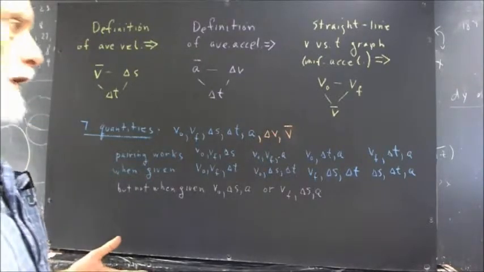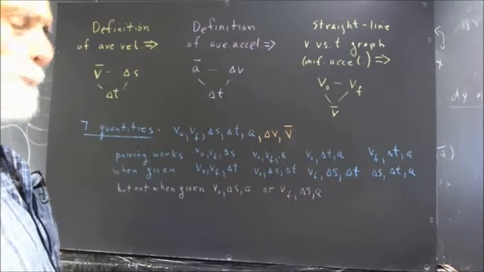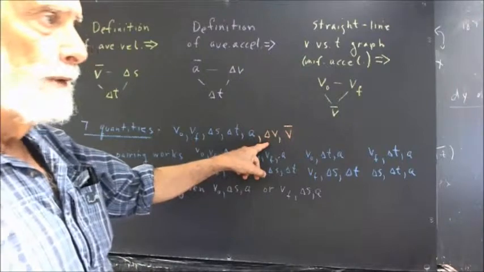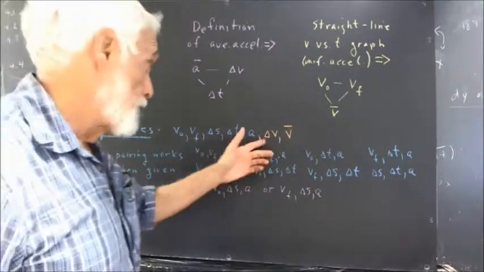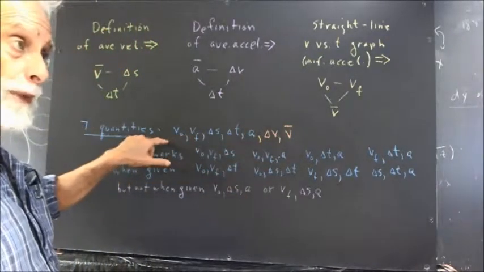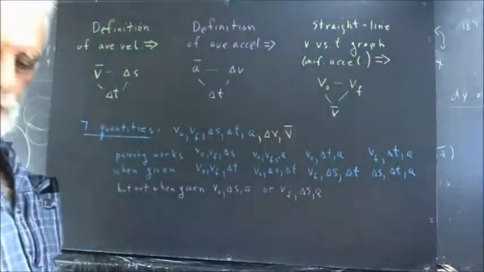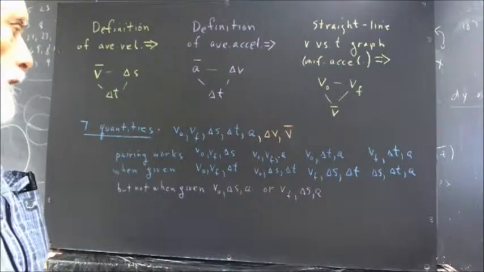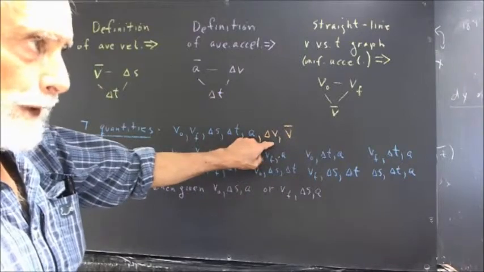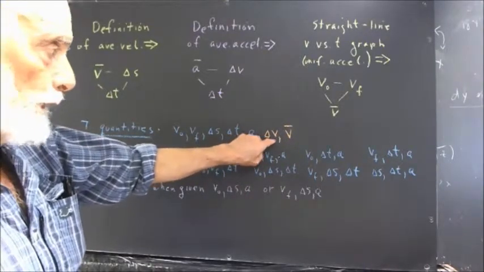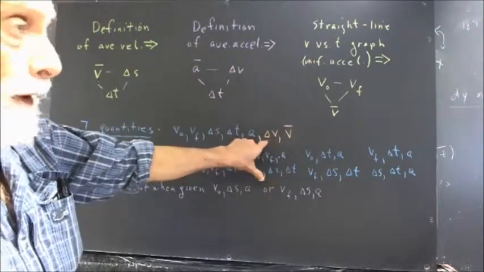It doesn't require a definition, so I didn't write it as one of these triangles, but it's worth noting. What does delta V mean? Delta means change in. What's the change in velocity? Change in velocity is final velocity minus initial velocity. So I'm going to write kind of a fourth sneaky little triangle here, but that triangle is completely unnecessary since we know what delta V means. We know what delta means, so we know what delta V means, and we don't need any definitions or straight line graphs or anything for that to be true.